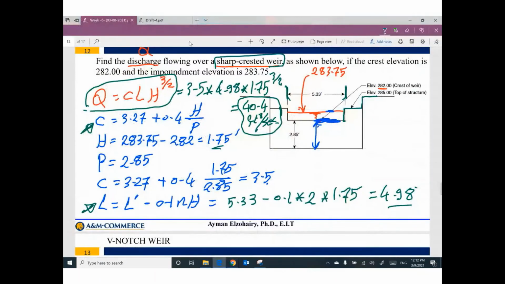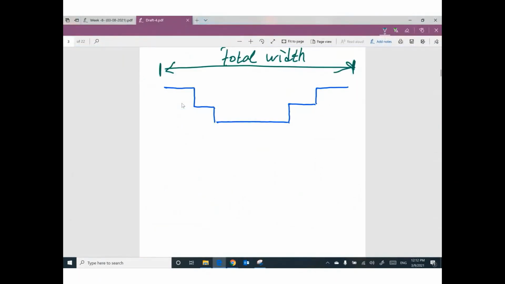So from one side, please tell me how many contractions. This is the first one, and this is the second one. So we have 2 contractions, so n equals 2. We should expect the same number on the other side to make it symmetric. So n is the number of contractions.